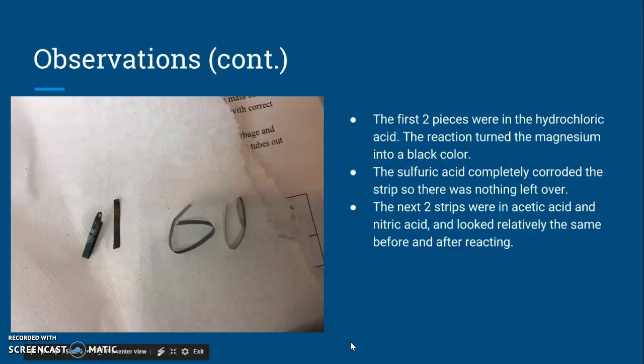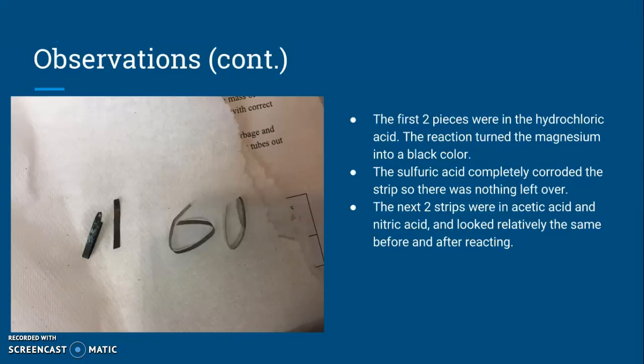So here's a picture of the magnesium metals that we took out of the test tubes after the 7 minutes were up. On the left, the 2 pieces on the left are the magnesium that reacted with the hydrochloric acid. These pieces turned black, and it's actually one piece that we put into the test tube. It actually split in the test tube.